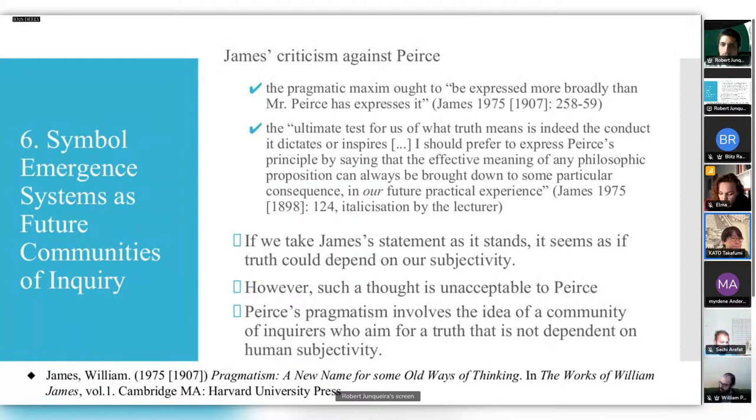In these contrasts, the feature of Peirce's pragmatism that seems most noteworthy in relation to the theory of symbol emergence systems becomes clear. Peirce's pragmatism involves the idea of a community of inquirers who aim for a truth that is not dependent on human subjectivity.